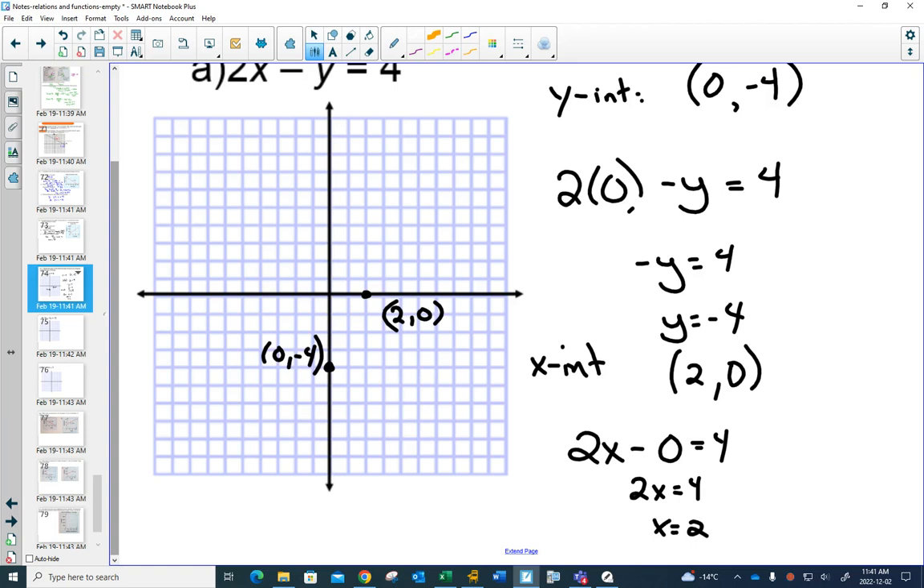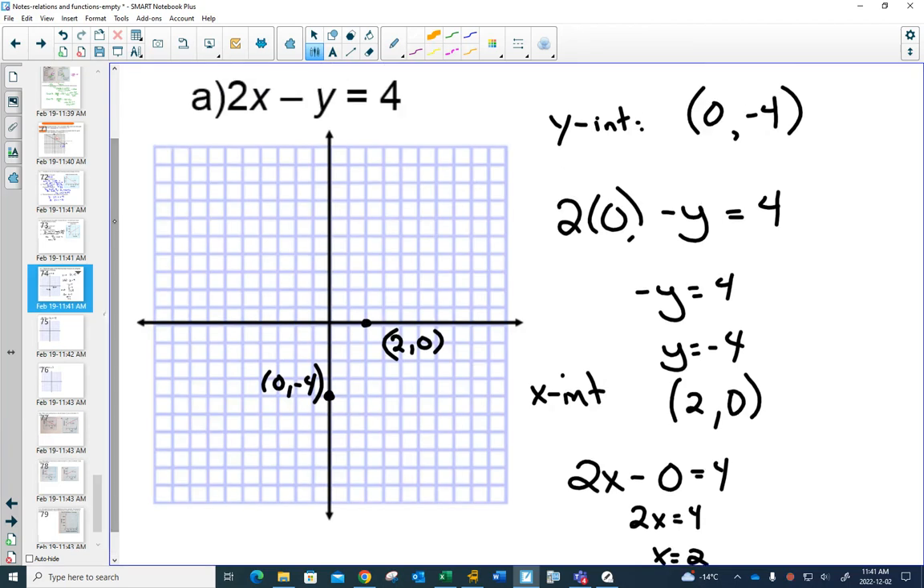How did you get the minus 0? Because here's the original equation, and now we know that y has to be 0. Basically, we are making a table of values once where x is 0 and once where y is 0. If x is 0, we figured out y had to be minus 4. If y was 0, we figured out x had to be 2.